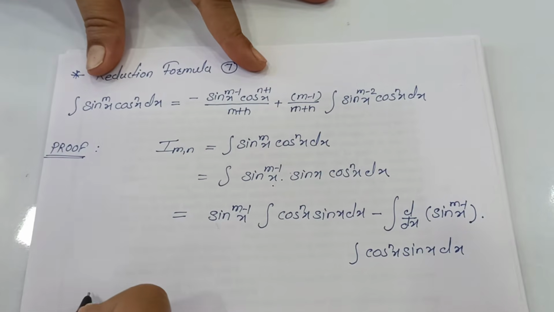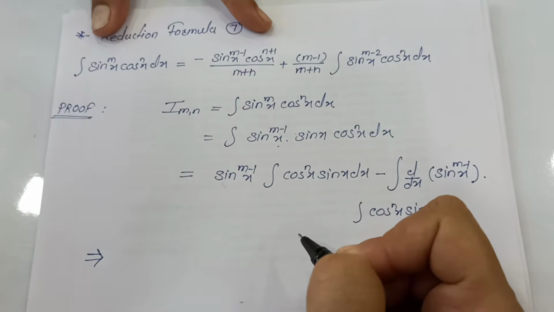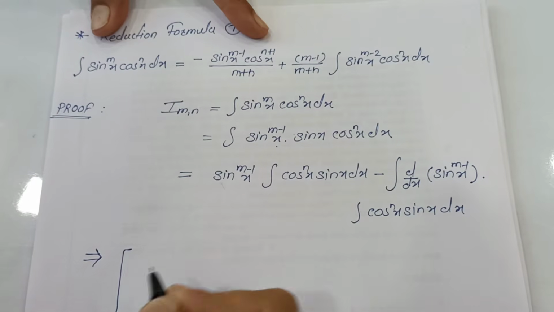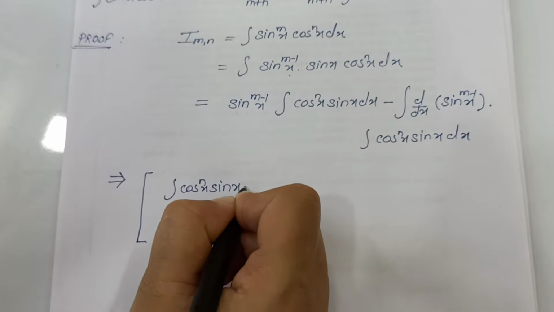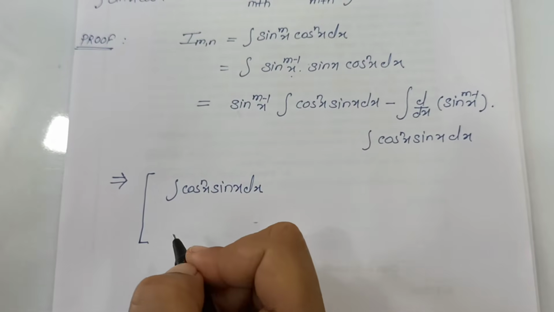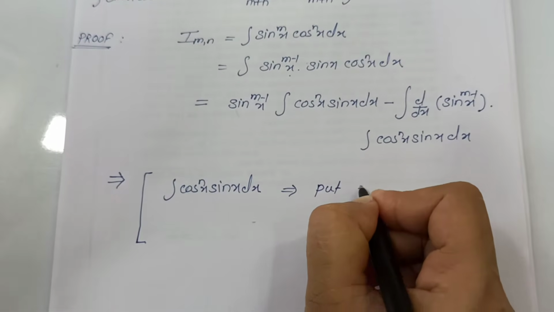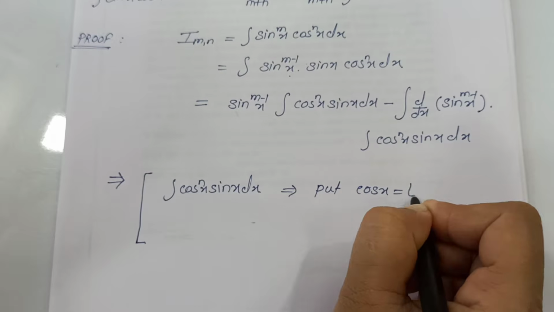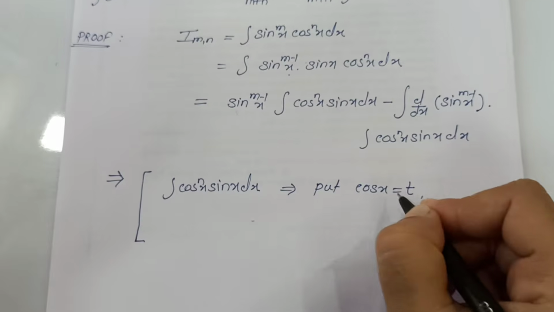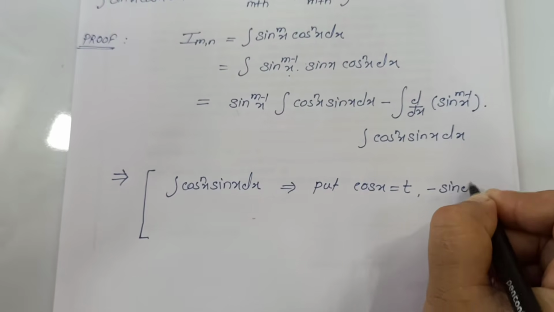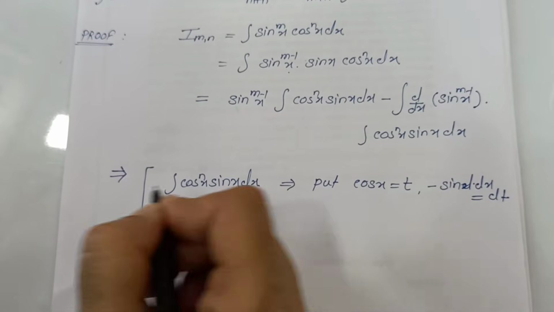Okay, so what we want basically here is this integration. So I will evaluate this integration separately, that is integration of cos raised to n x sin x dx. In this integration I will put cos x equals t. Then what will happen to the derivative? The derivative of cos is minus sin x dx equals dt.